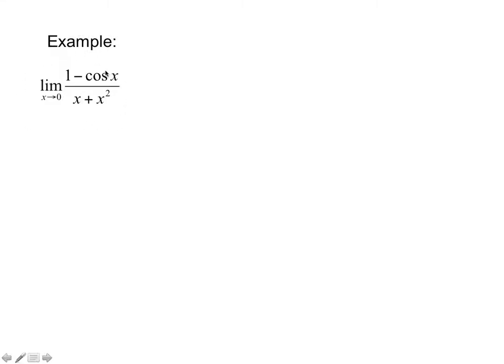Again, we can't factor this, but when we plug in 0, we get 1 minus 1, which is 0, and 0 plus 0, which is 0. So we need to do something to simplify this, and we can't factor it, so we're going to go ahead and do L'Hopital's. So the derivative of the top, the derivative of 1 minus cosine x, would be sine x, and the derivative of the bottom would be 1 plus 2x.